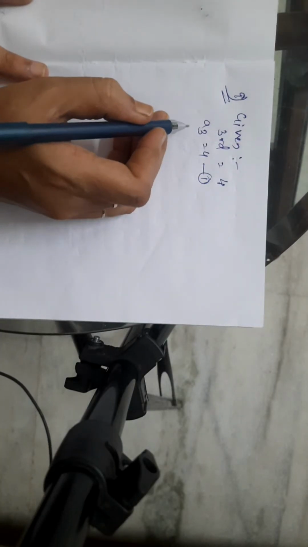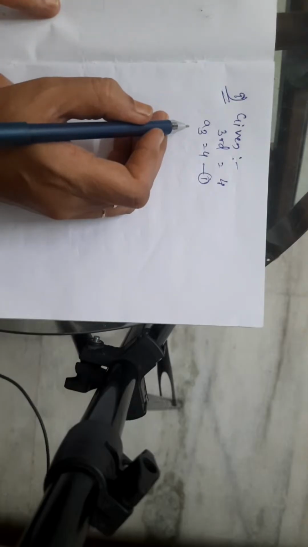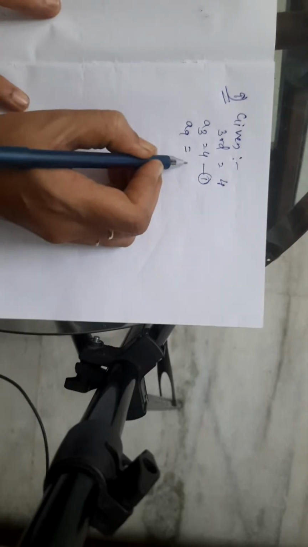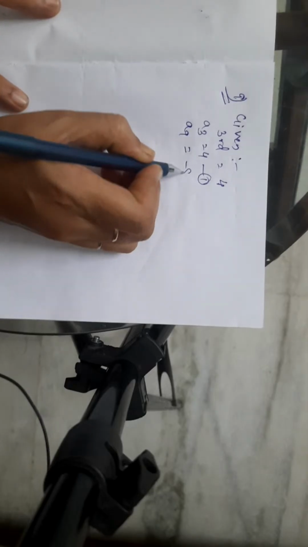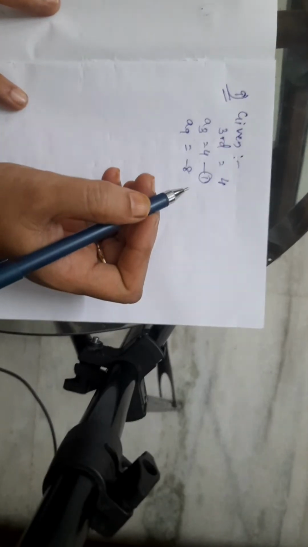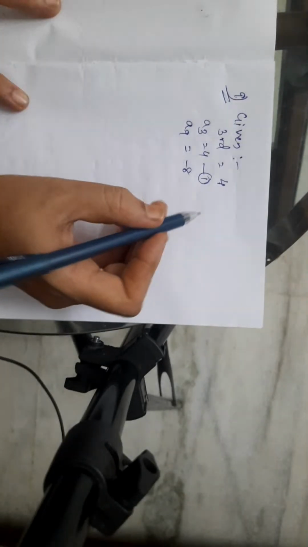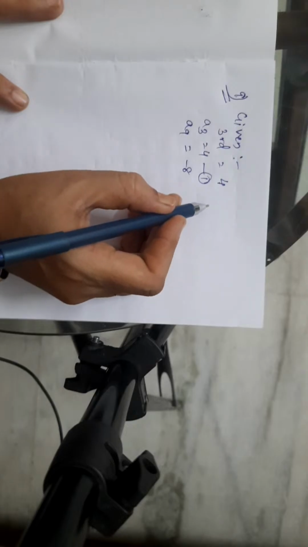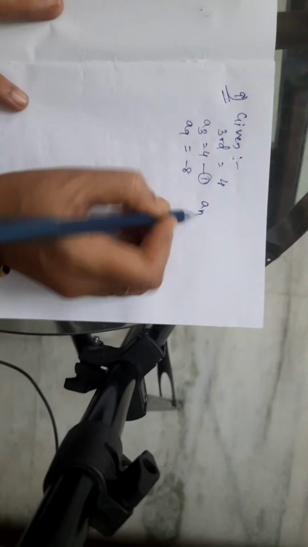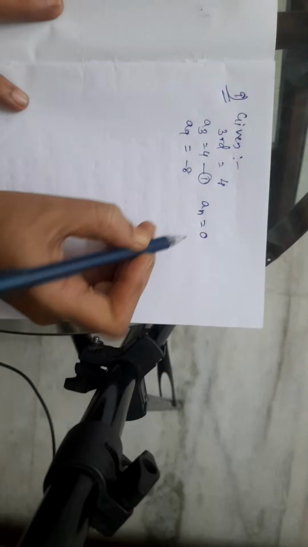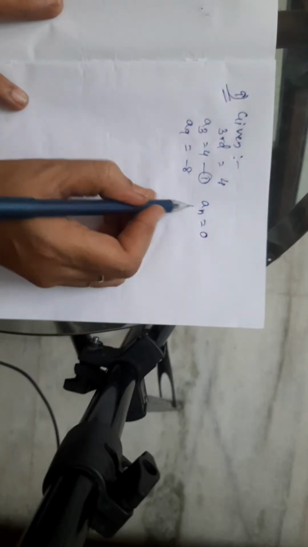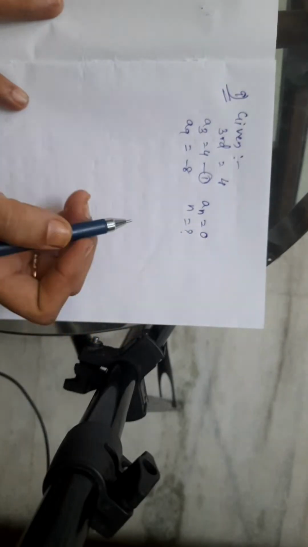Then the next is given, its ninth term, A9, is minus 8. And we need to find out which term of AP will be 0. So here An we need to find, which is 0. An is given 0, n is question mark.